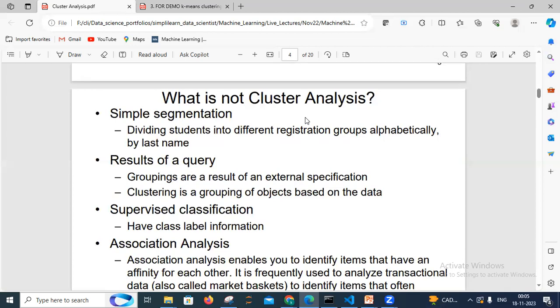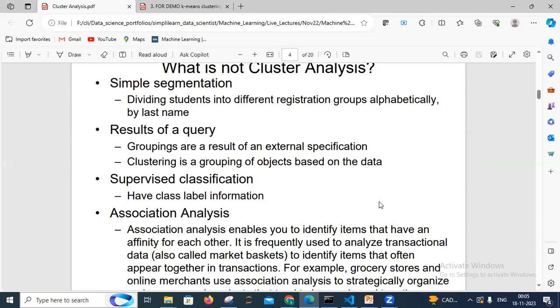Result of a query, right? Here also we are creating groups, but the groups are a result of an external specification. Clustering is a grouping of objects based on the data, right? So this is also not treated as cluster analysis. Supervised classification: classification algorithms do not come under cluster analysis, because k-nearest neighbor and decision tree are popular algorithms of supervised classification, but not of clustering.